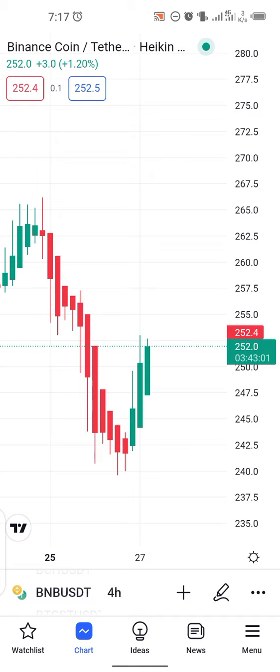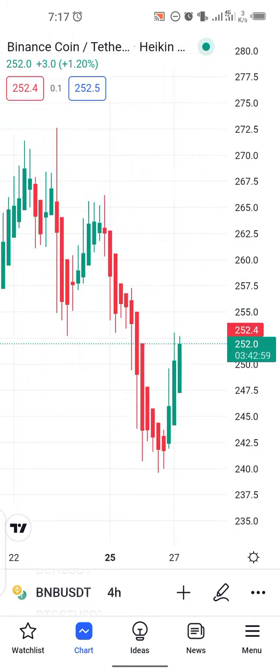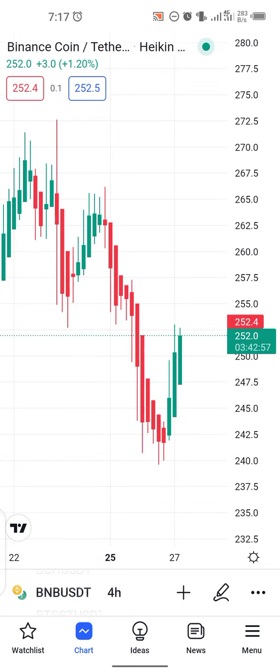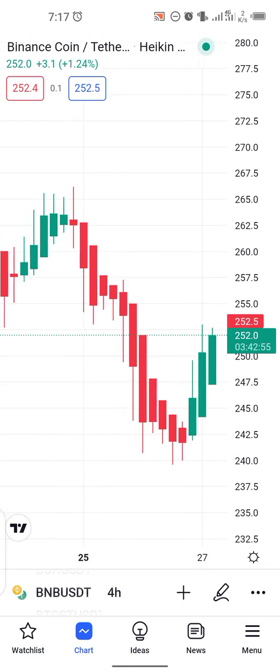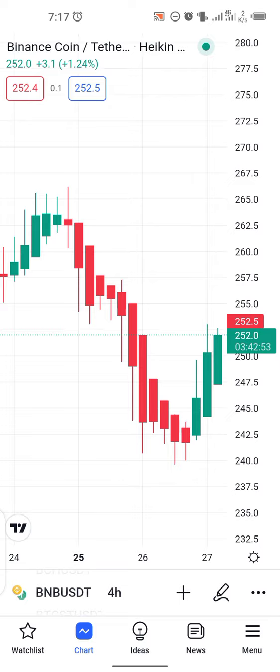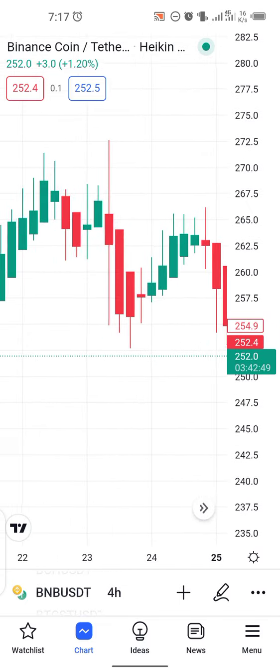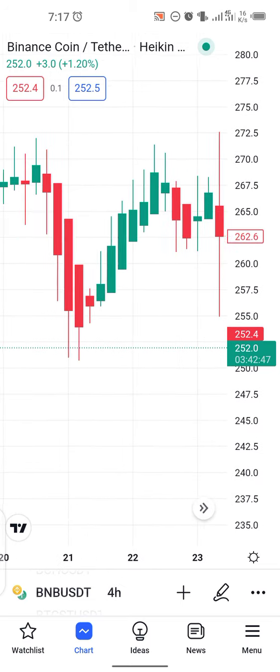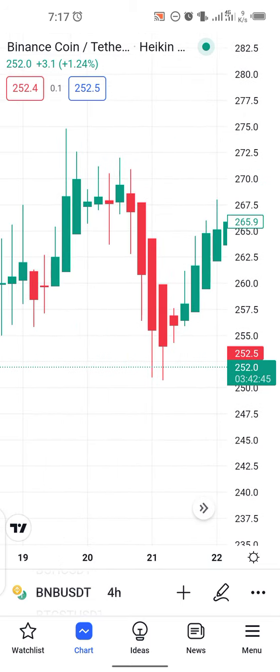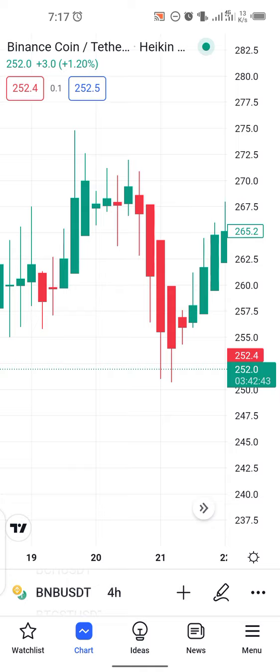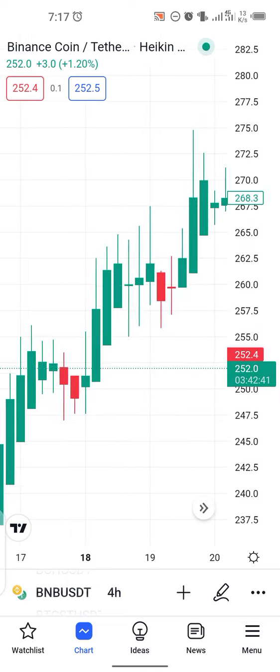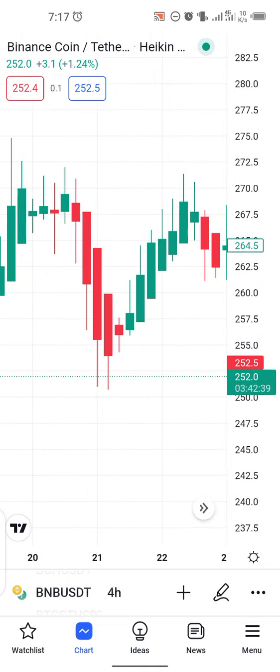All right, now before I go into the trend, I will also talk a little bit about something we call the dojis. All right, the dojis. Today I'll talk about the dojis.